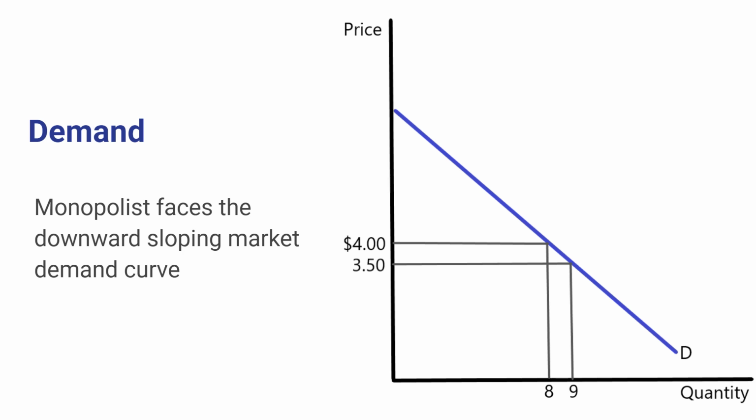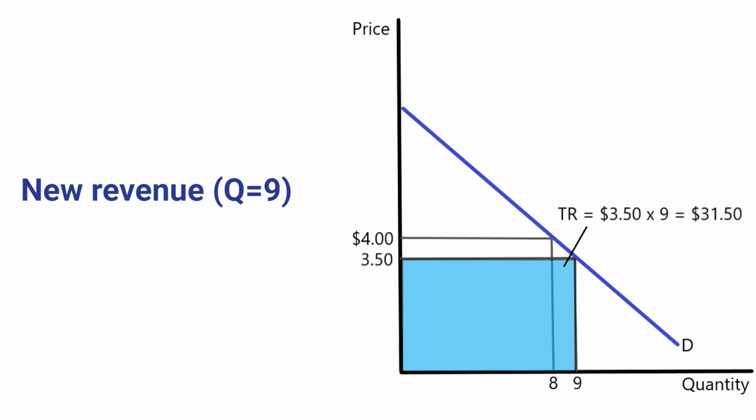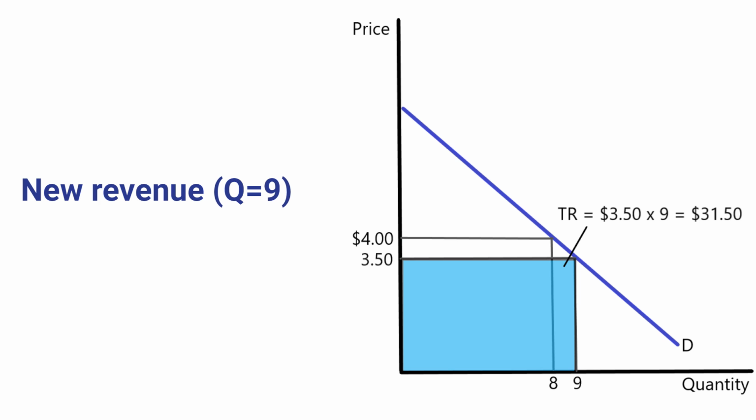Let's compute the marginal revenue of selling that additional unit of output, of going from 8 to 9 units of output. The initial revenue the firm received is given by this blue rectangle because total revenue is price times quantity, which in this case is 4 times 8 or $32. If the firm wants to sell the 9th unit of output, it has to lower the price to $3.50, and total revenue then will be equal to $3.50 times 9 units of output or $31.50. So again, selling 8 units of output, the firm had $32 worth of revenue. At an output level of 9, it has $31.50 worth of revenue.